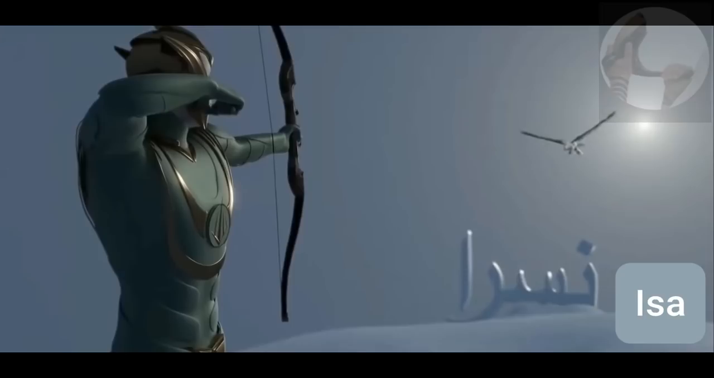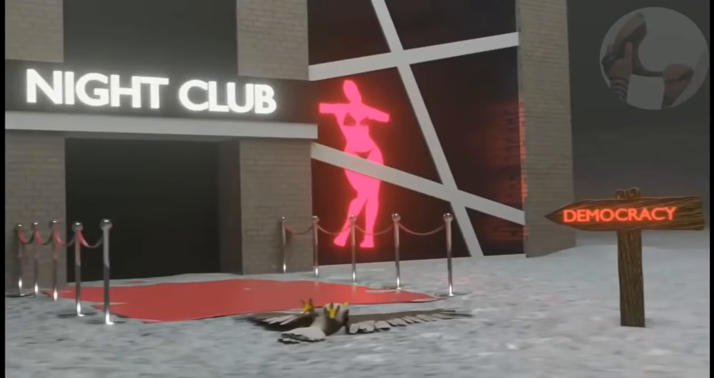So Isa, depicted here with a bow and arrow, shoots at this eagle, which represents Babylon, USA. He shoots this eagle, and this eagle crashes and dies in front of this nightclub, which is being used to represent Babylon, USA. They believe that Babylon, USA is corrupt and full of evil. You have the sign there, democracy, and this is what their democracy is all about. This is what all their freedom is about. It's all about debauchery and evil and all the other things associated with Babylon, USA.